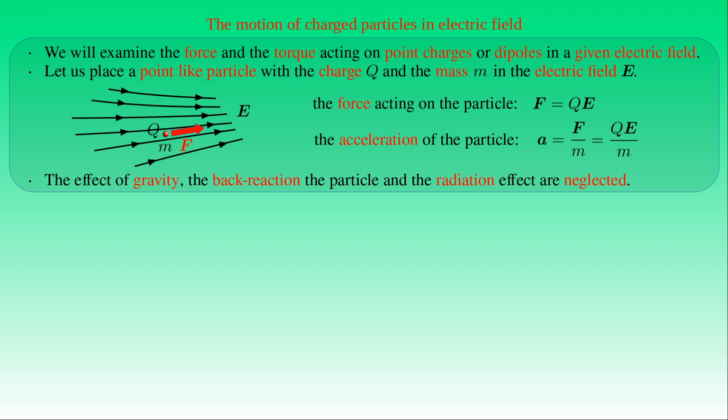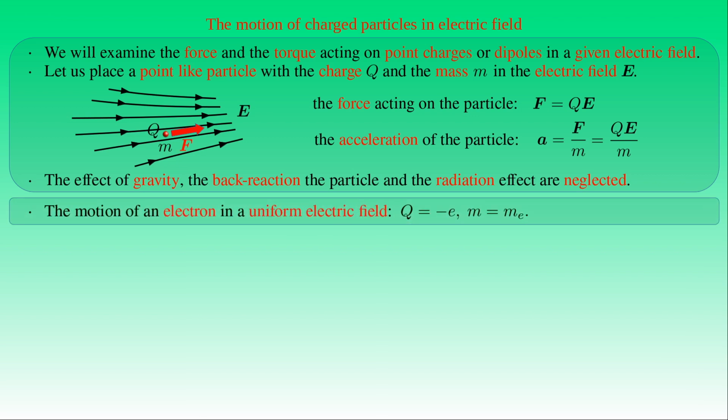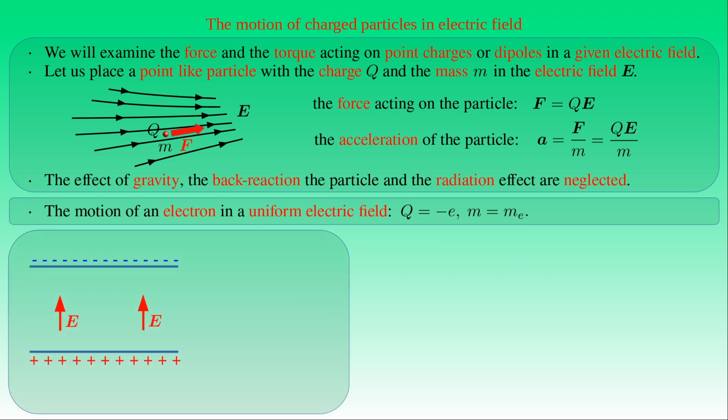Now we will examine the motion of an electron in a homogeneous or uniform electric field. The charge of an electron is equal to minus the elementary charge e, and we denote the mass of the electron by m_e. In the experiment setup we use two parallel plates with the same but opposite charges where the distance between the plates is much smaller than their size. For such an arrangement the electric field E is uniform in the space between the plates, and points from the positively charged plate towards the negatively charged one.